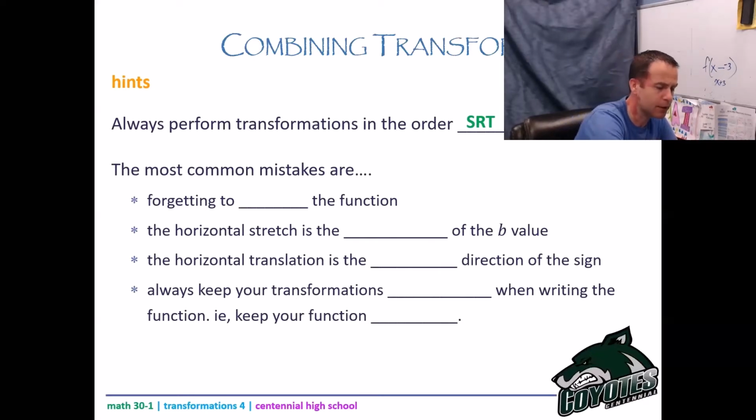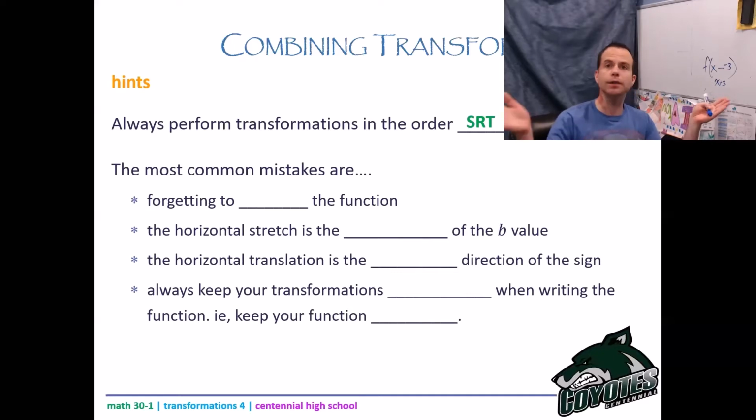S for stretches, R for reflections, and T for translations. Inside stretches, we would state the horizontal item before the vertical item. Okay, so say we had all 6 things happening here. When we describe the transformations, we would go, I have a horizontal stretch of something. I have a vertical stretch of something.